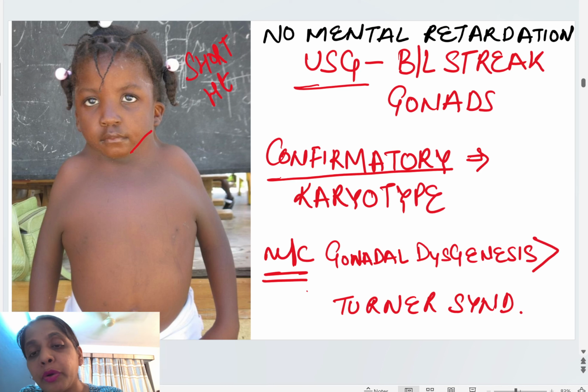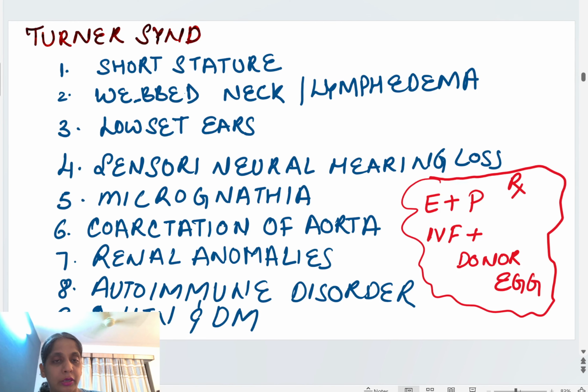Then there is a webbed neck. Are you able to appreciate? Due to lymphedema, there is a webbed neck. The ears are low set. These ears should be here, but they are not here. They are quite low set ears, and there is sensorineural hearing loss. So these are the five features. They keep on asking you about the features of Turner syndrome. These five features should be on your fingertips.